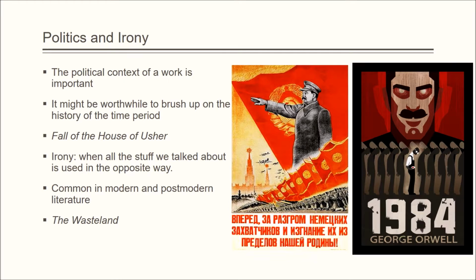So the last things that I want to talk about are politics and irony. So it's important to remember that writings are political, even if it's subtle and not overtly stated. It's important to have some idea of the political situation that was going on when the book was written, because it can lead to a better understanding of the piece of literature.